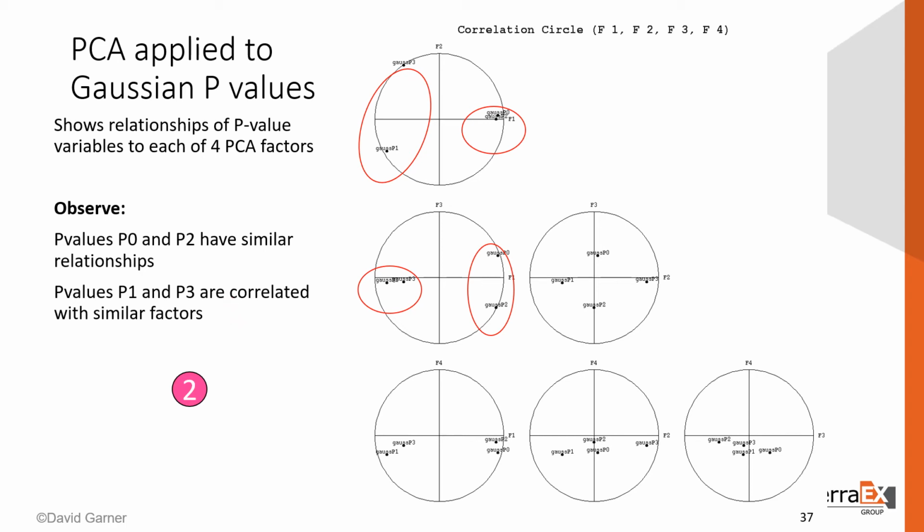So the conclusion of these images is that P0 and 2, red and blue, have similar relationships, and the yellow and orange have some correlation, and behave a bit differently, but they're definitely behaving differently.